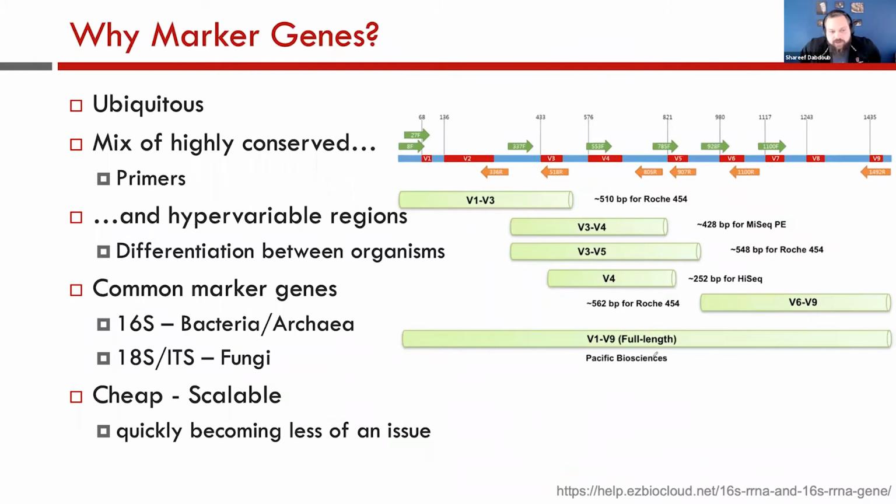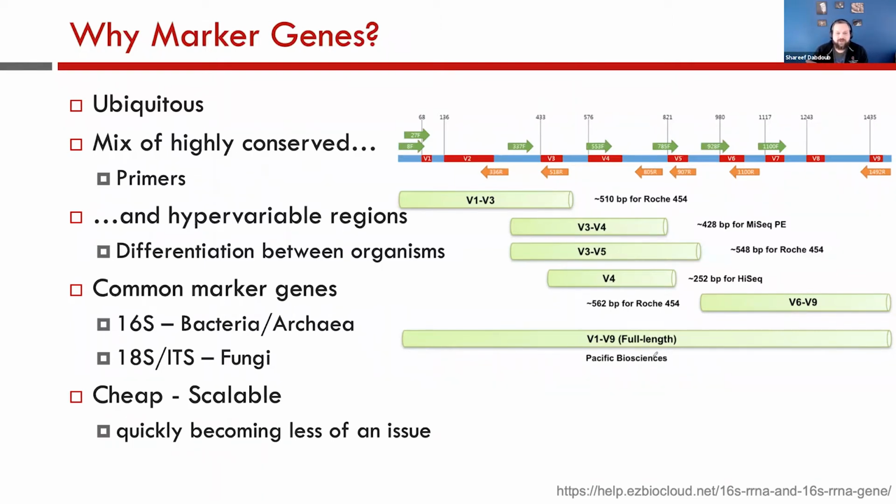So why marker genes, especially now? You know, we've got the 10x Genomics happening, the NovaSeq, all of the high throughput and the long length. So why are we still looking at marker gene analysis? But first, why marker genes?